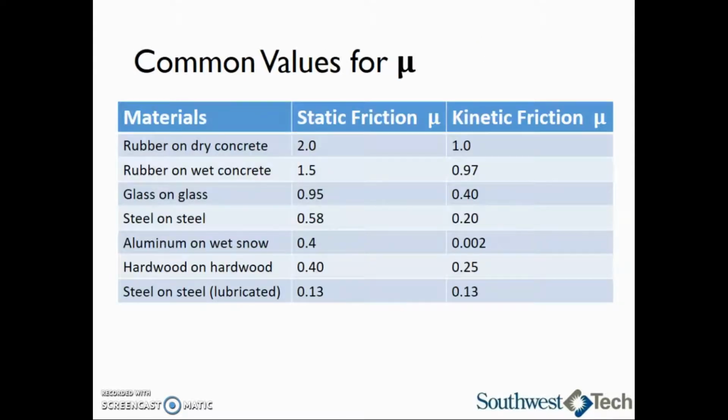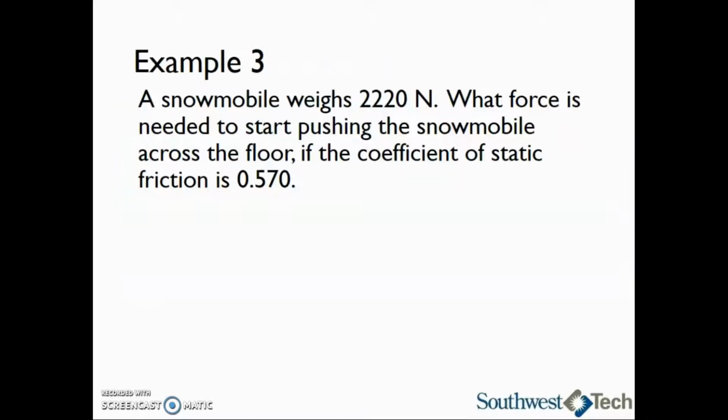This table provides some common values for the coefficient of friction mu. Notice how there is one column for static or starting friction and another column for kinetic friction. The static friction coefficients are also larger than the kinetic friction coefficients. The only exception to this rule is if there is lubrication present, like the lubricated steel on steel.